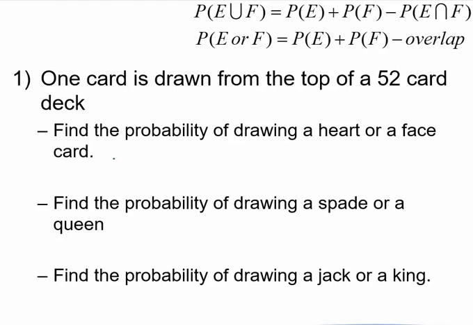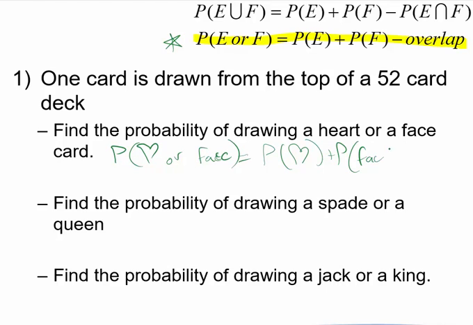So the way I'm going to set this up is just like we did before. This is the formula that we're looking at here, the probability of one thing or another thing happening. So we're going to say the probability of a heart or a face card, those are just all the cards that have a face on it, is equal to the probability that we draw a heart plus the probability we draw a face card minus the overlap. Okay, so now we just have to think through a deck of cards.